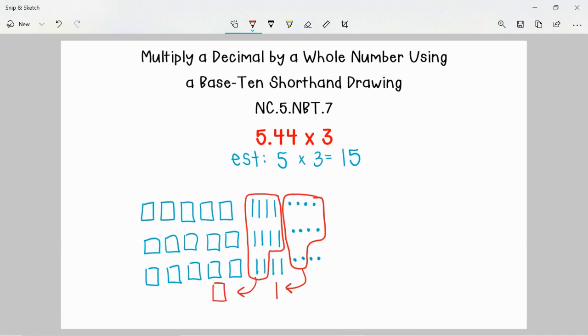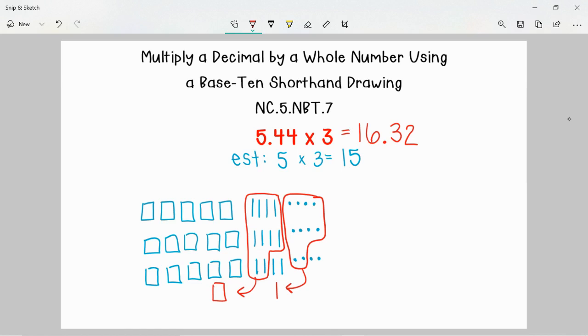And so now I just need to go back and count and see how much I have. So I can see that I have 5, 10, 15, and then one more new whole, so 16. We have 16 wholes. I have 1, 2, 3 tenths that weren't regrouped, so 3 tenths, and there's 2 hundredths there, so 2 hundredths. So this shows me that 5 and 44 hundredths times 3 is equal to 16 and 32 hundredths.